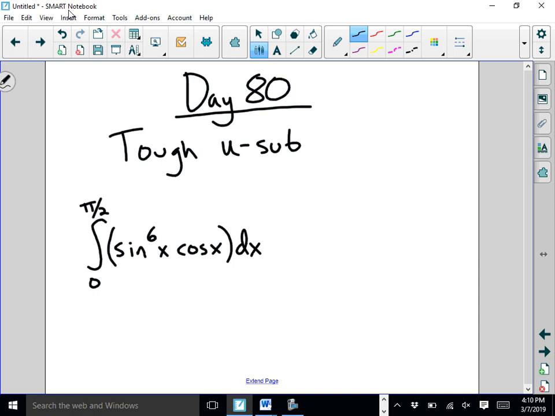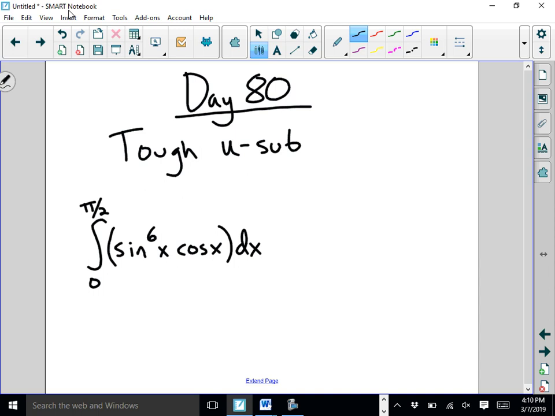Okay, so let's say we had this problem. It's a definite integral from 0 to pi over 2 of sine to the 6th x cosine x dx. So when we take a look at this problem, I have no idea what the integral of sine to the 6th x cosine x dx is, right? That's not one that jumps out at me as I know the answer to it.